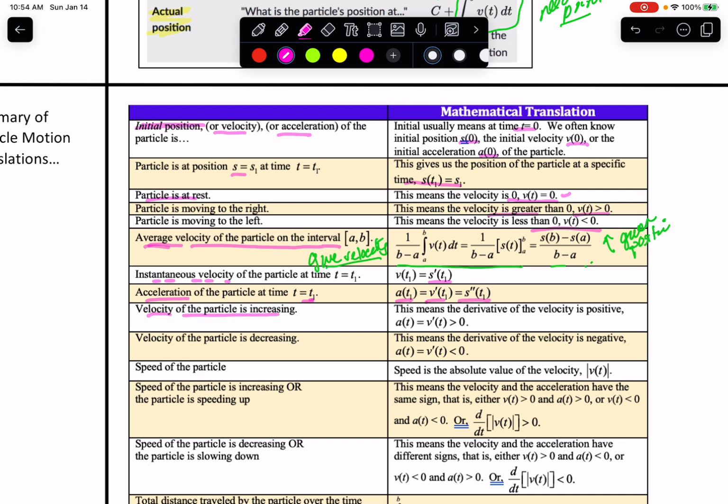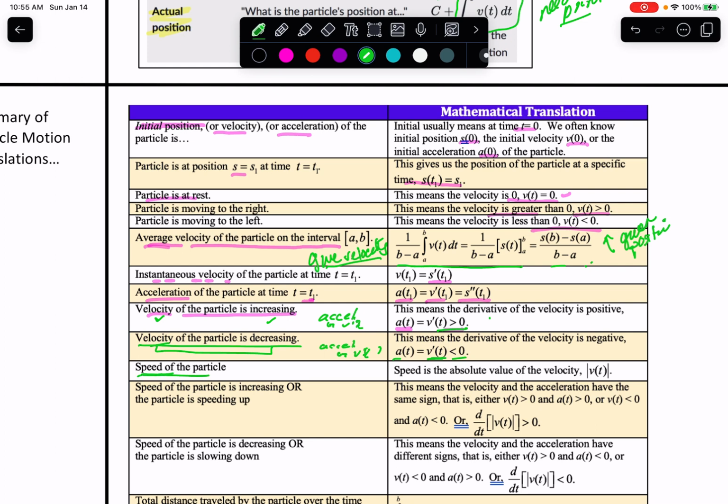The velocity of the particle is increasing. If that's true, that means a of t is greater than 0, because this is the rate of the rate. We have the velocity, which is a rate, and it's increasing. So what's the rate of change of velocity? It's acceleration. So acceleration has to be greater than 0, or v prime of t has to be greater than 0. The velocity of the particle is decreasing. That means a of t is less than 0, or the derivative of the velocity is less than 0. Again, you're talking about a rate decreasing, so that has to do with acceleration, or v prime of t.